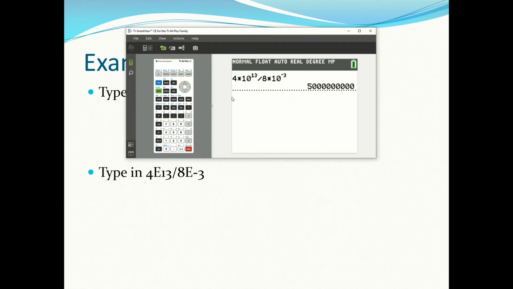Okay, let's try that exact same one, but with the e. So if I just go 4, second comma, the e will show up. 4 times 10 to the 13 divided by 8 times 10 to the negative 3. I get a different answer. This is only 1, 2, 3, 4, 5, 6, 7, 8, 9. So you get different answers when typing it in.